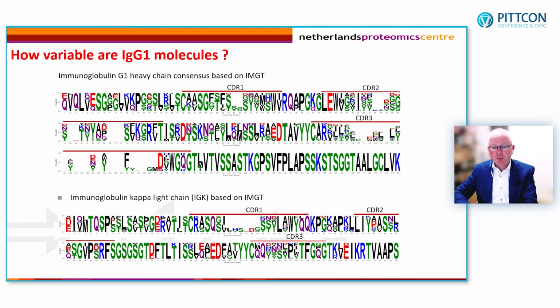Now, as a mass spectrometrist, when you look at this, you say every mutation that you see over here leads to a slightly different mass of the antibody. So maybe every antibody has a slightly different mass. And that's what we take into account when we use our mass spectrometry-based approach.